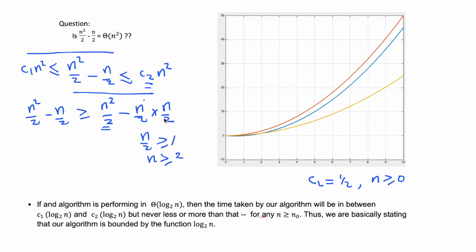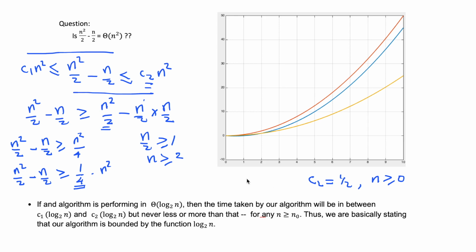And if you simplify this equation, then you can write n square by 2 minus n by 2 is greater than or equal to n square divided by 4. So this is n square by 2, this will be n square by 4. So the resulting term will be n square by 4. So you can write this one as n square by 2 minus n by 2 is greater than or equal to 1 by 4 into n square. That is, the value of C1 is now 1 by 4.